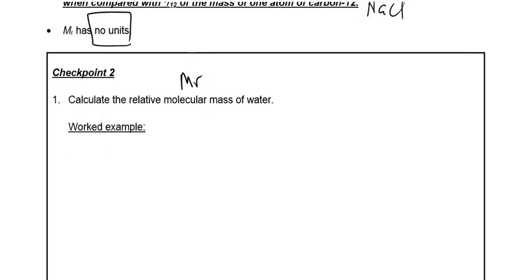What is the MR of water? So first of all, we determine what is the formula of water. It is H2O. So step 1, we determine the formula of water is H2O, and then we can calculate the MR. MR is equal to 1 times 2 plus 16 equals 18. So this is the MR of water.